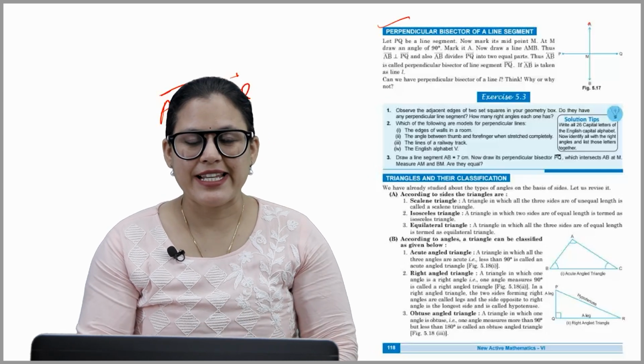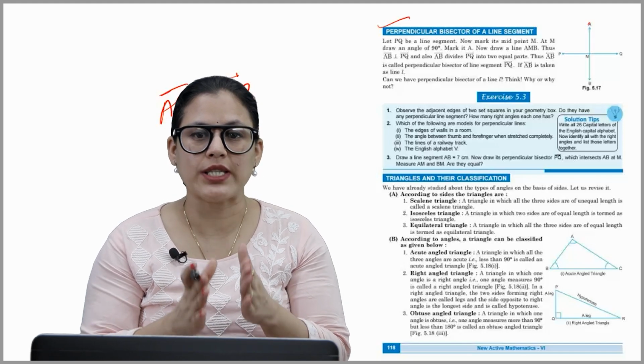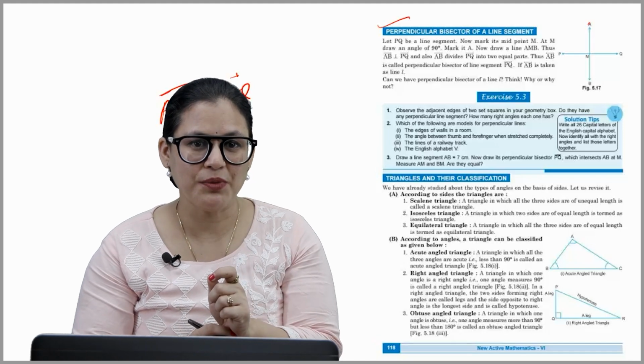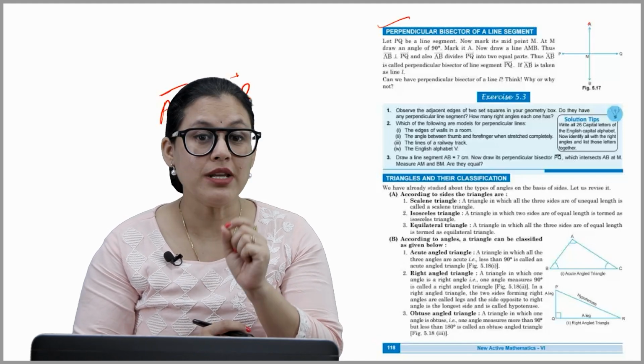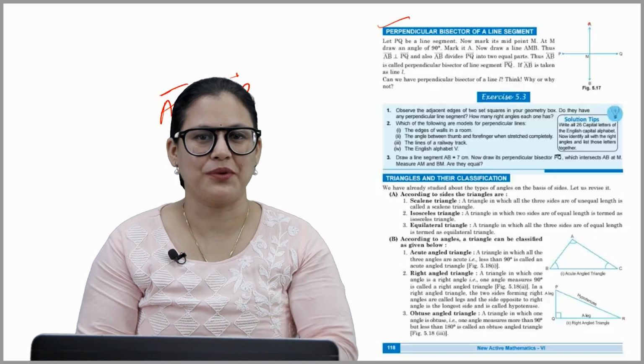Okay. Let's do Exercise 5.3. Number 1. Observe the adjacent edges of two sets of squares in your geometry box. Do they have any perpendicular line segments? And how many right angles does each one have? Observe and write it down.